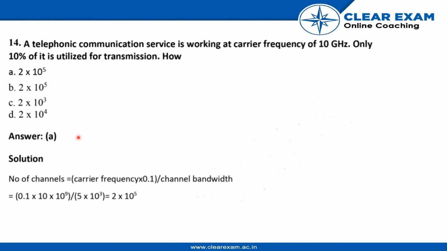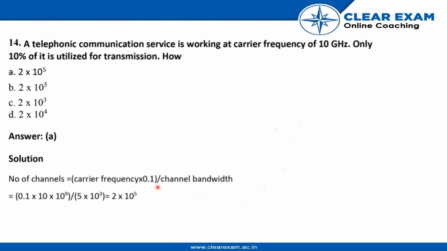So the formula for the number of channels is the carrier frequency into the utilization percentage upon the channel bandwidth, correct? So we'll just insert the values here. The number of channels is equal to carrier frequency, that is 10 gigahertz, and gigahertz stands for 10 raised to power 9, right? So into 0.1 as it is given here.